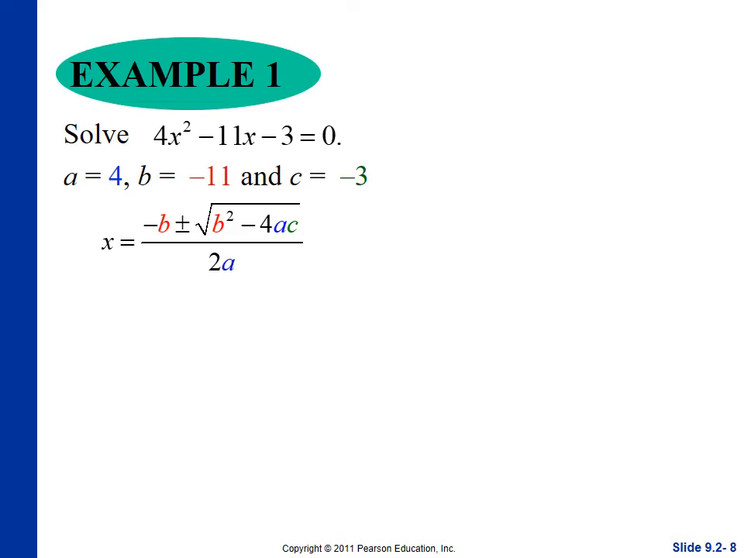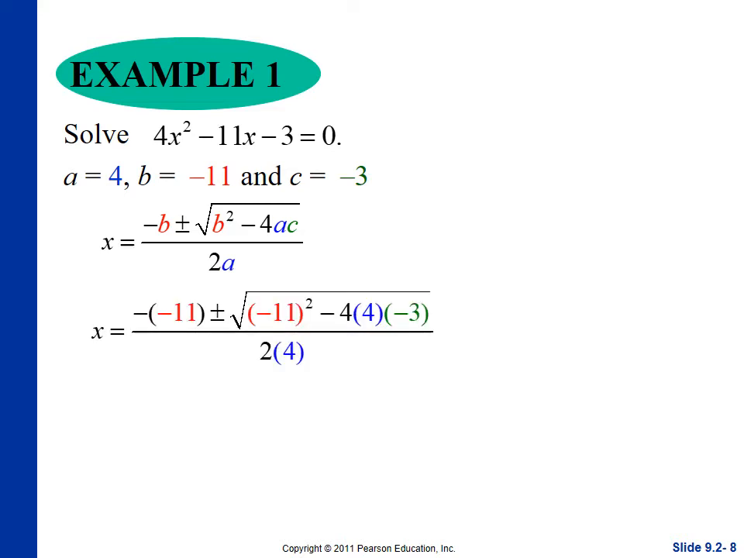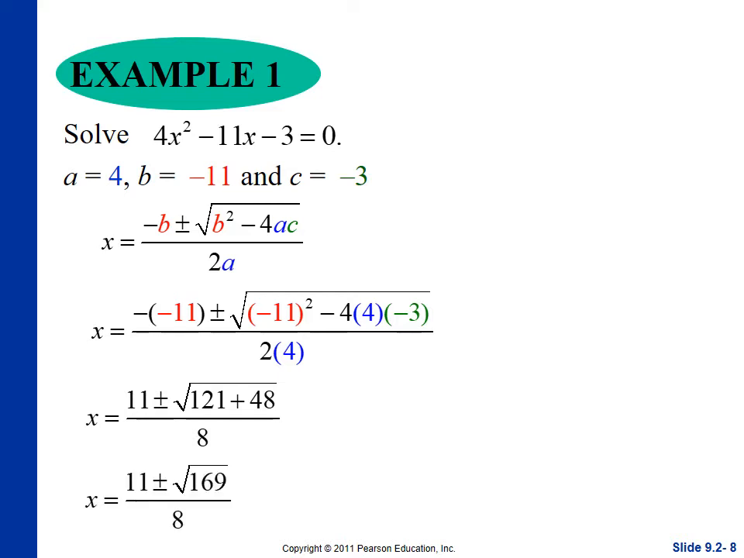4ac over 2a. So we end up with negative 11 plus or minus the square root of negative 11 squared minus 4 times 4 times negative 3, all over 2 times 4. And now we just simplify that. So we have 11 plus or minus the square root of 121 plus 48 over 8, which becomes 11 plus or minus the square root of 169 over 8.